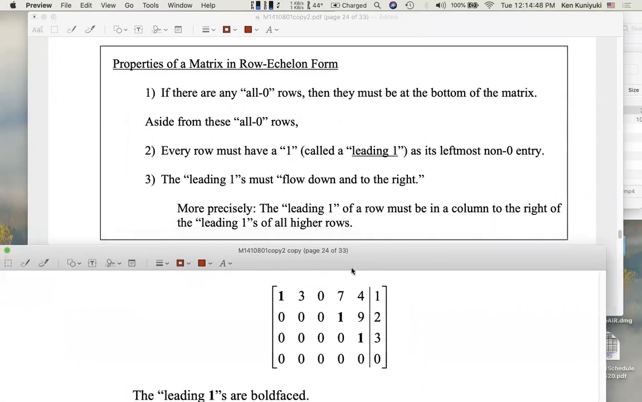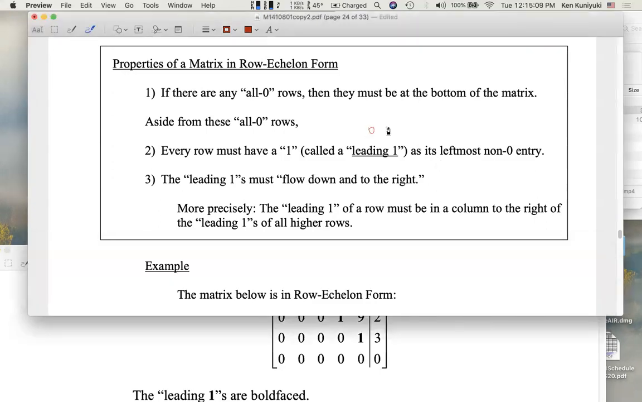All right. If there are any all zero rows, there don't have to be any, but if there are any all zero rows, then they must be sunk to the bottom of the matrix. Now, aside from such rows, every row must have a leading 1 as the leftmost non-zero entry. So you can have a bunch of zeros, and then the first non-zero entry has to be a 1, not a 2 or a 3.